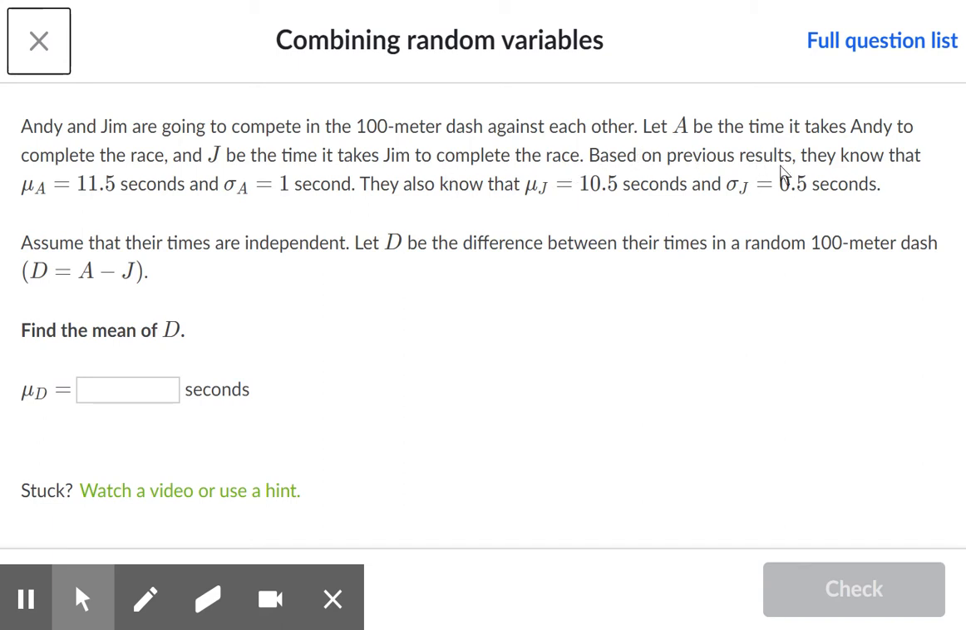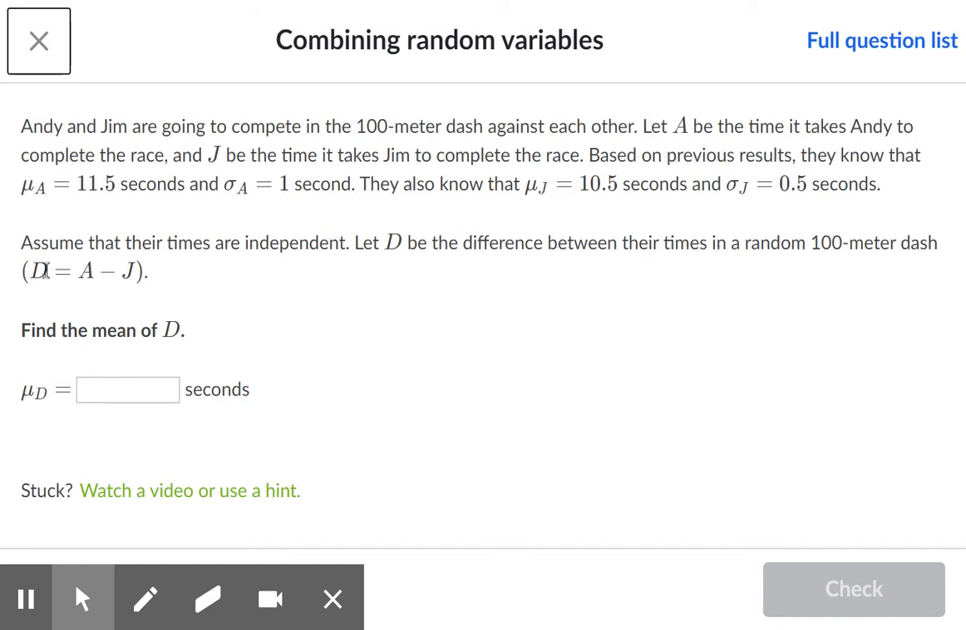Based on previous results, they know that the mean of A is 11.5 seconds and the standard deviation is 1 second. They also know that the mean of J is 10.5 seconds and the standard deviation is 0.5 seconds. Assume that their times are independent. Let D be the difference between their times in a random 100-meter dash.